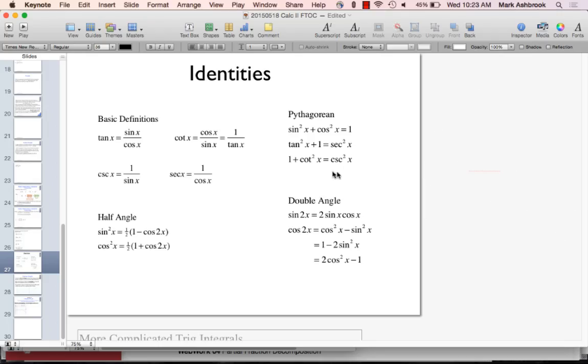Okay, next one. Sine 2x, cosine x. That's the easy one you should be able to do. Real easy. And then harder.